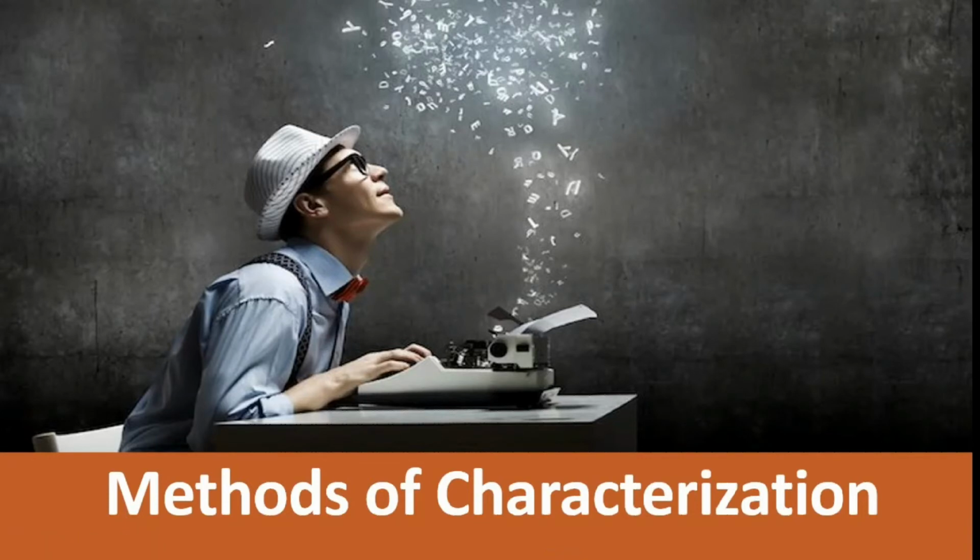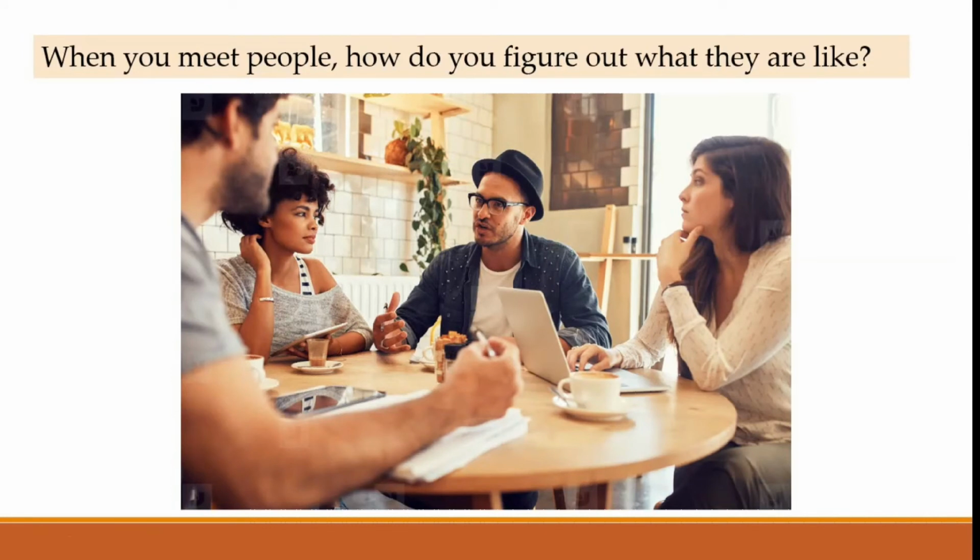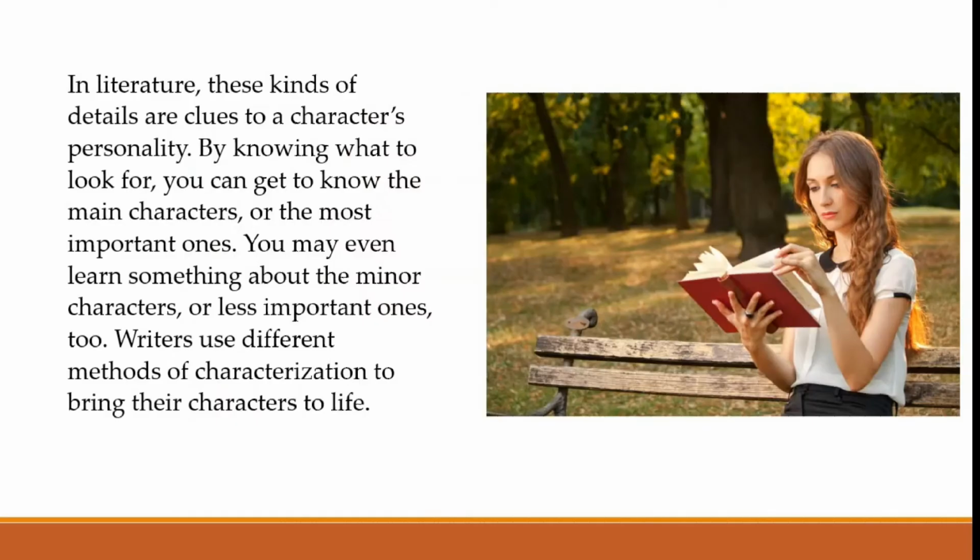Methods of characterization. When you meet people, how do you figure out what they are like? You might make judgments based on how they look or how they behave. You may also find out information from others. In literature, these kinds of details are clues to a character's personality. By knowing what to look for, you can get to know the main characters or the most important ones. You may even learn something about the minor characters or less important ones too. Writers use different methods of characterization to bring their characters to life.